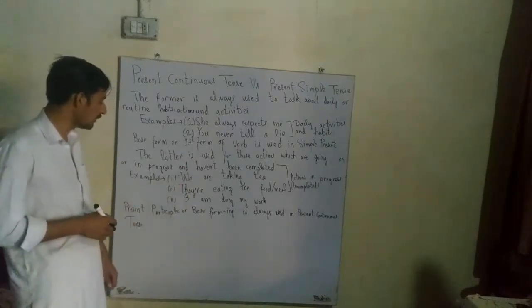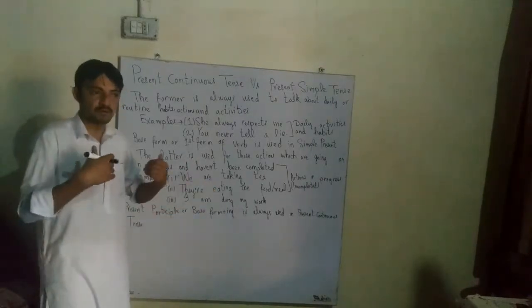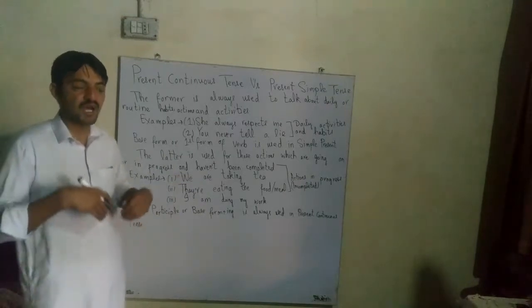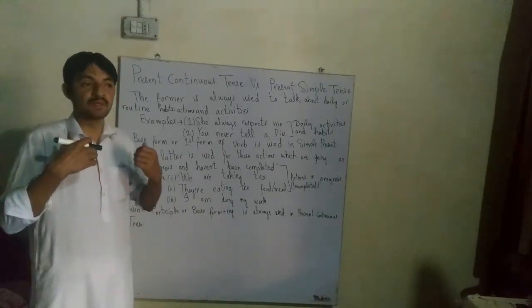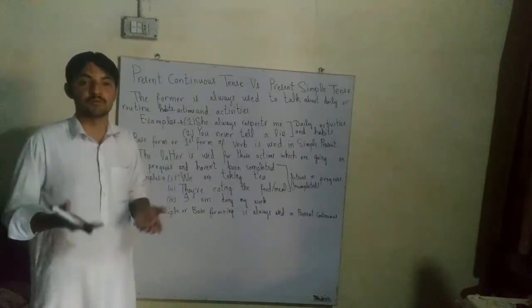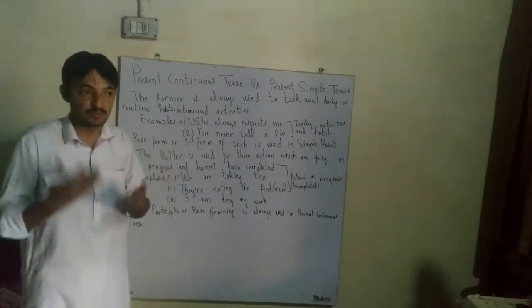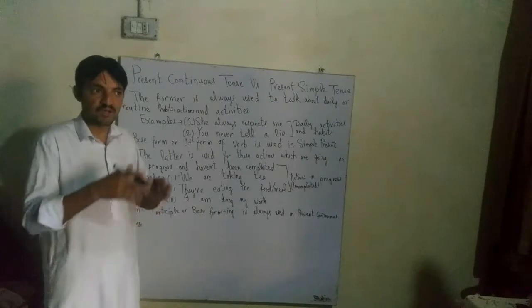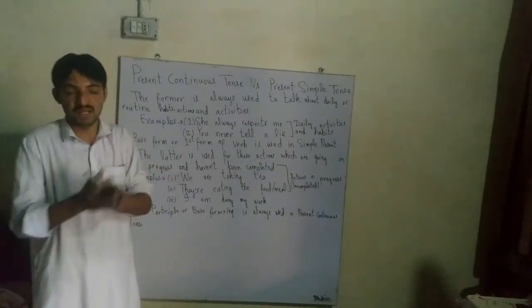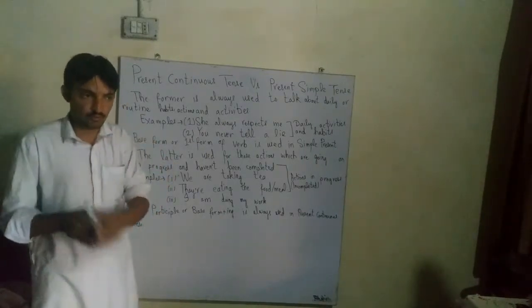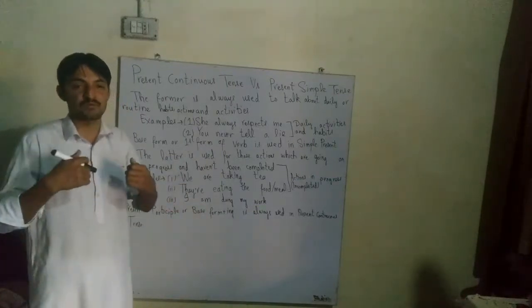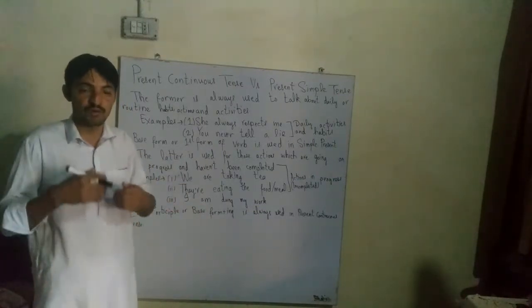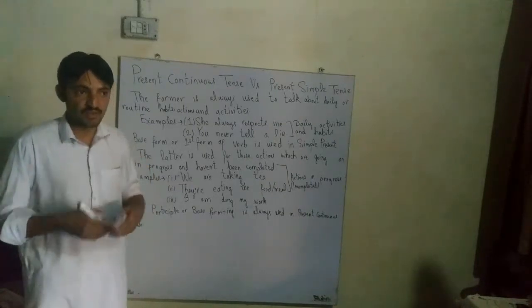The third example, I am doing my work. So I am doing my work can also be used to mean that I haven't done my work or I haven't completed my work. Why? Because the action is still going on. The action is still incomplete. So once again, I want to emphasize that present continuous tense or present progressive tense is used for those actions which are going on.